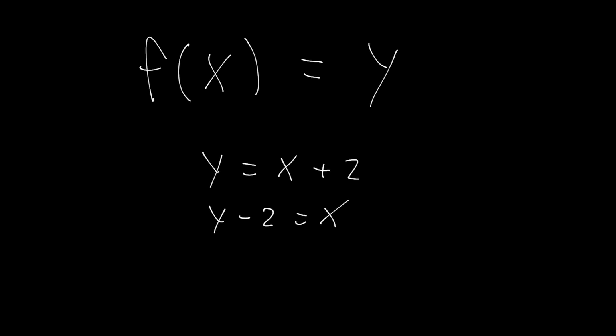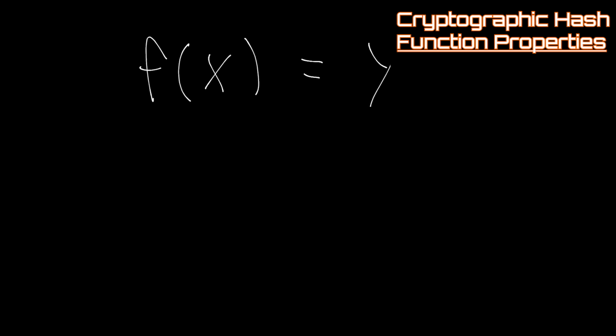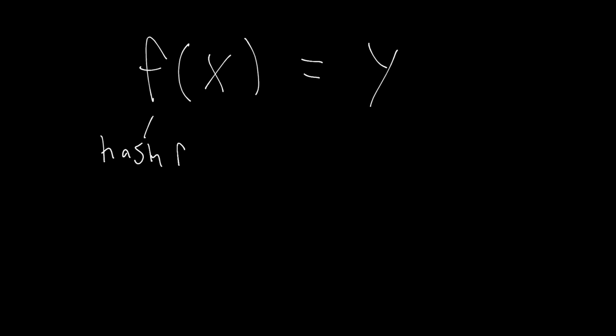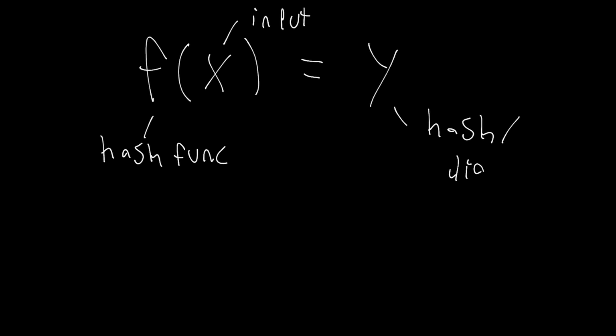Great, so now that we understand what the inverse is, the first property of a cryptographic hash function is that it has no inverse. So we're going to call this now the hash function. So let's do hash func. This is going to be our input, and this is going to be our hash, otherwise known as a digest. You don't really need to know that, but hash is what I'm probably going to be referring to this as we go through this video.